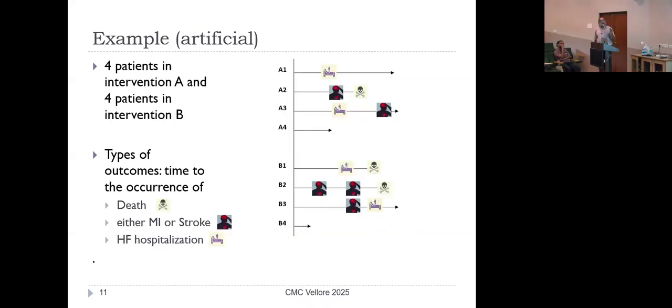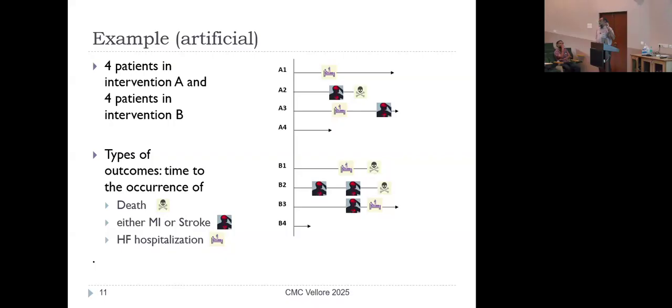If I'm looking now at heart failure hospitalization, I have 2 and 2. These people are, oh, we had death here. We have a problem here because this person is no longer at risk of being hospitalized because they're dead.